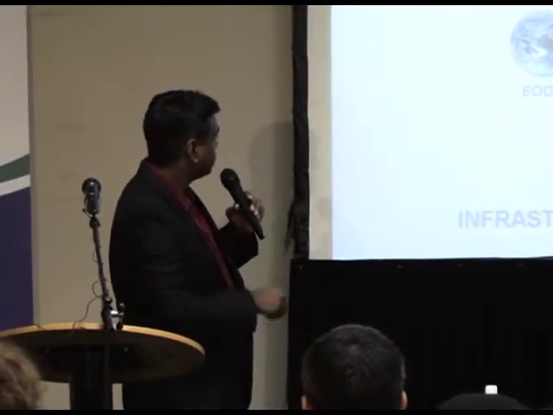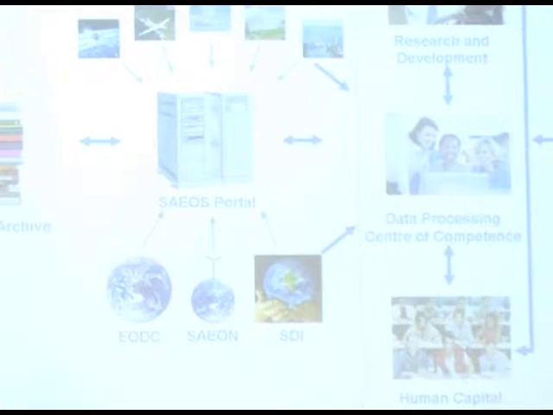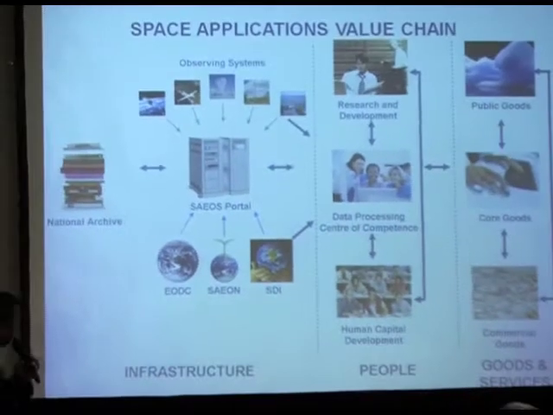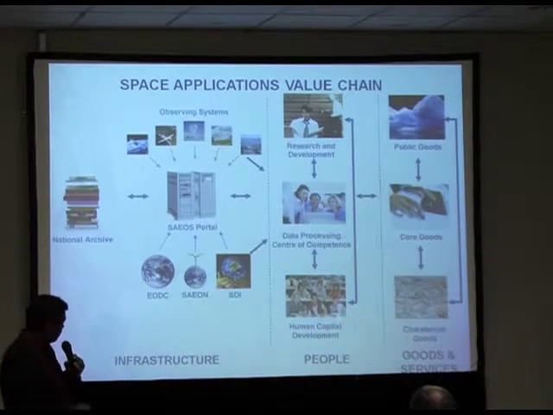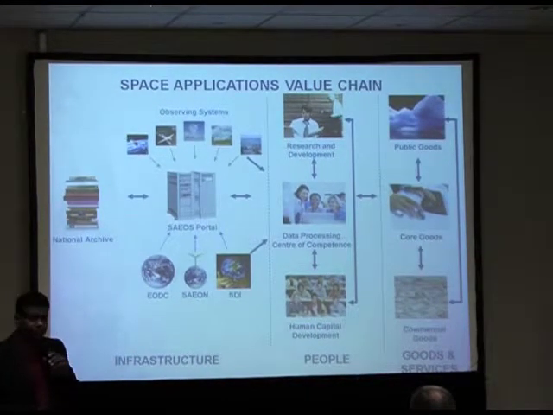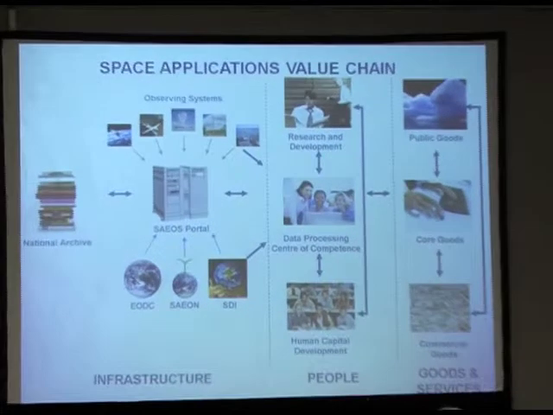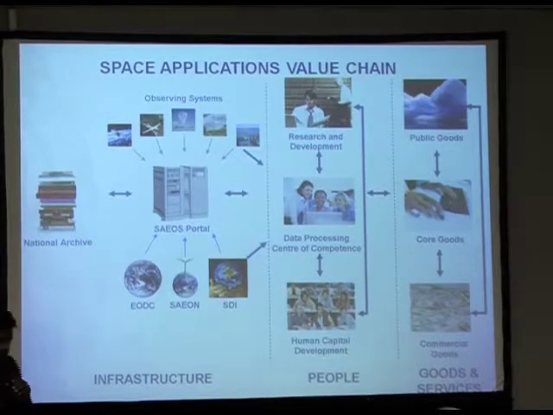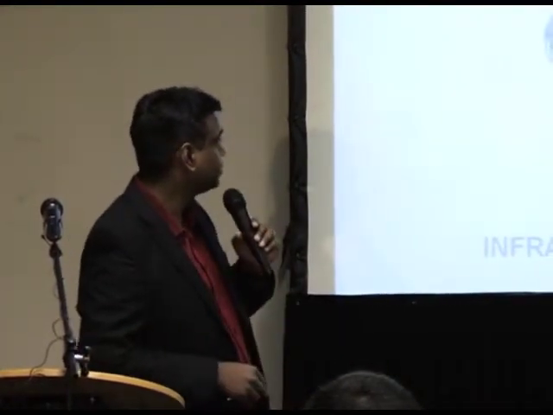But once you set up this infrastructure, you then set up what I call the people aspect. So you have a data processing center of competence. We haven't done that as yet, but I think this is where we want to move towards. You invest in research and development and human capital, so you use that platform to do R&D and also to develop human capital. As I indicated with the first slide, the user requirements were the critical aspect of the space program. So there are goods and services, for which there are 3 different categories.